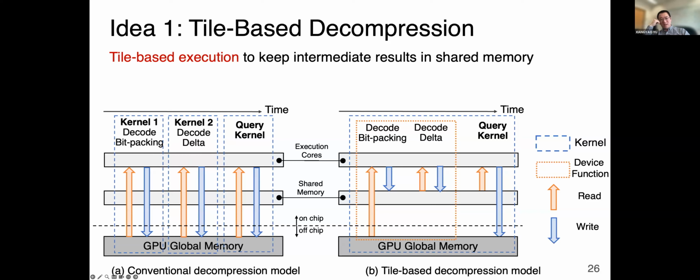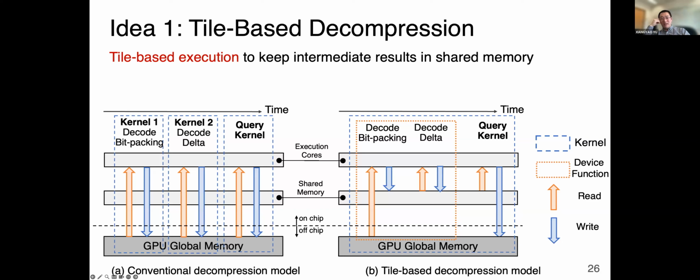You first load the data, decode bit packing, and then you write back the result to GPU global memory. In the second kernel, you're reading the data again, and you do the delta decoding, and then write it back, and then finally read it in again, and you do the query processing. The query processing is like scan, aggregation, or join. So there is a lot of global memory traffic, like in the previous example.